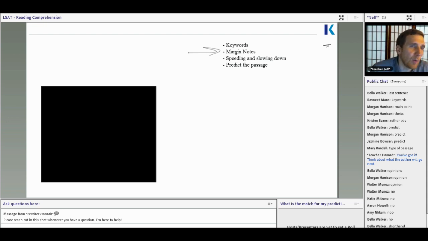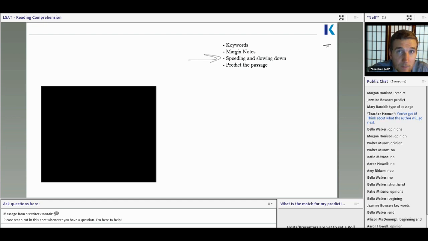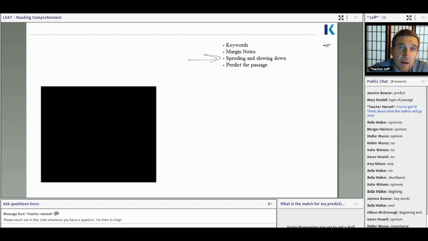Speeding up and slowing down. Where should you be slowing down? Slow down when there is opinion, right? Slow down in opinion. Also slowing down in the beginning so you get a sense of what the passage is about. Good. Also at the end. Slow down at the end because that's usually going to sum things up. Good. So opinions, beginning, and speed up really through everything else. Definitely speed up through examples, speed up through parts that are repetitive.